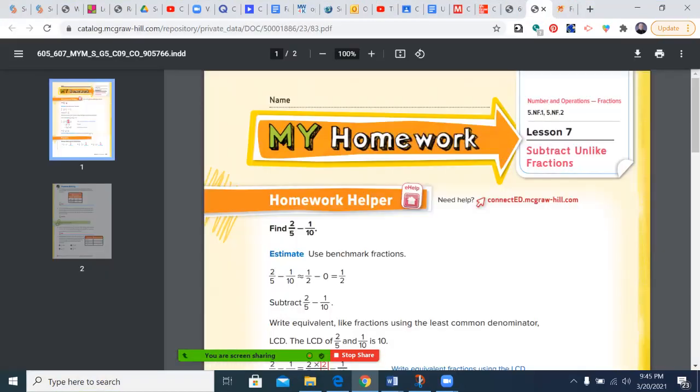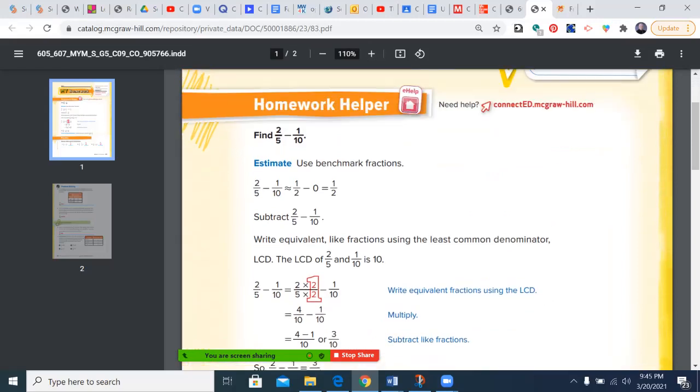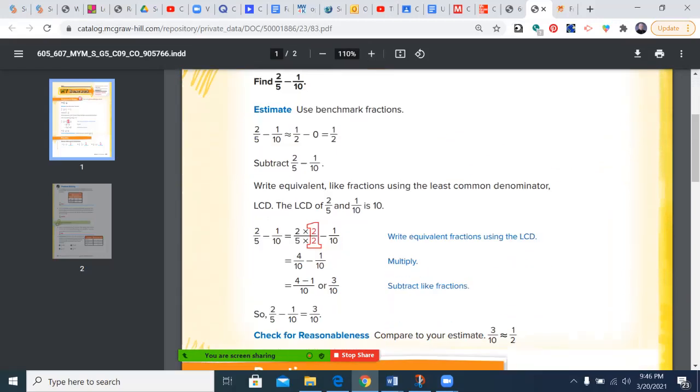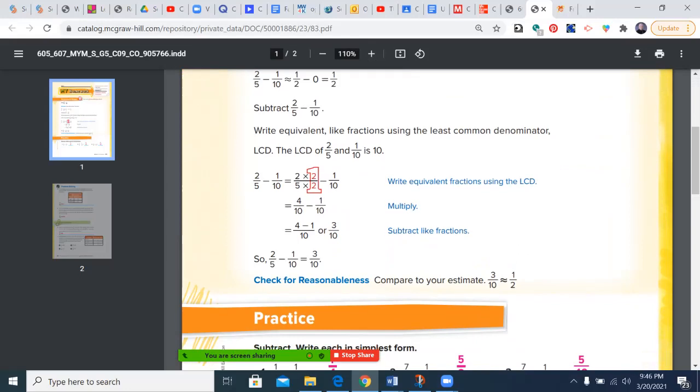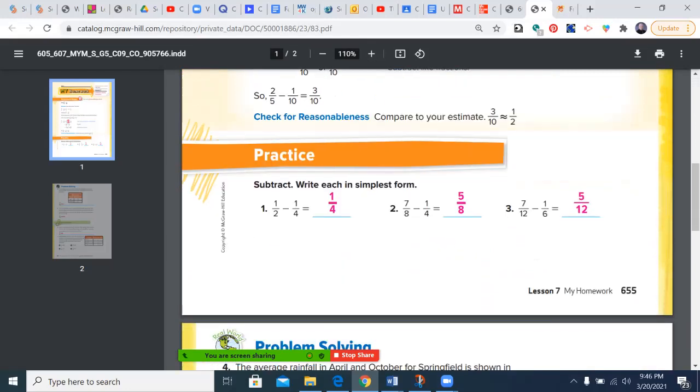Let's begin by looking at the assignment from our previous session, where we were subtracting unlike fractions. Our basic steps were to find the least common multiple of the denominators, which gives us the least common denominator. Find equivalent fractions with that as the denominator. Then we subtract and simplify.